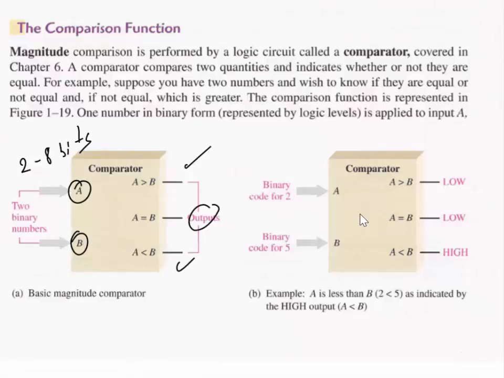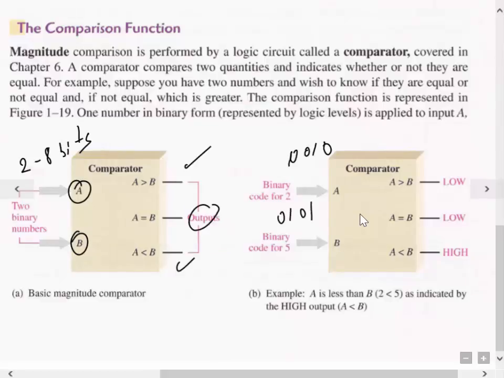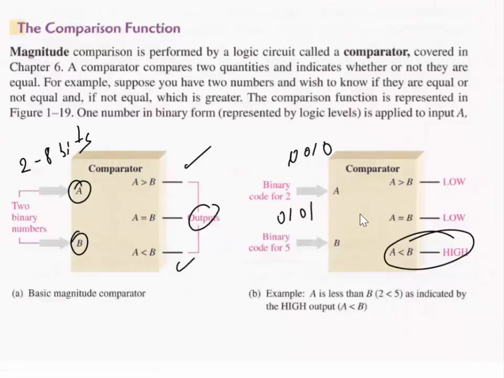In this particular case, we're putting in 0, 0, 1, 0, and here we're putting 0, 1, 0, 1. So that's the binary code for 2, binary code for 5. And this says that A is less than B. What's inside this comparator we'll look at later, but that's what a comparator does. It simply looks at two binary numbers and decides which one's greater than the other.